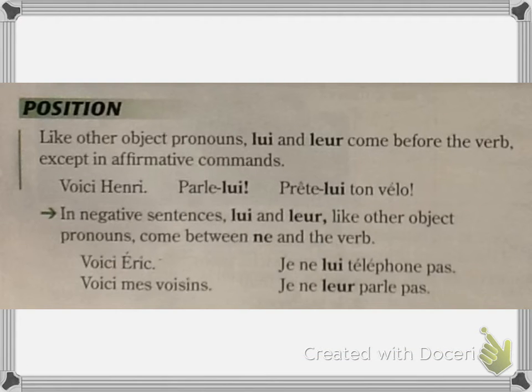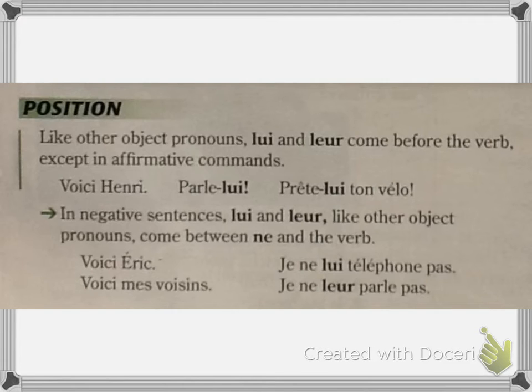Where do we put them in sentences? Like other object pronouns, lui and leur come before the verb, except in affirmative commands. Voici Henri, prête-lui ton vélo. In negative sentences, lui and leur, like other object pronouns, come between ne and the verb. Voici Eric, je ne lui téléphone pas. Voici mes voisins, je ne leur parle pas.